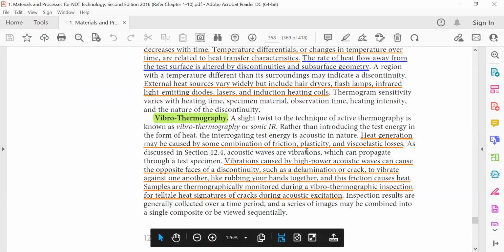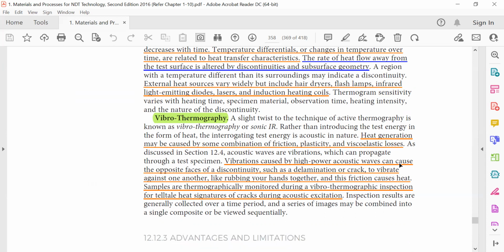Vibration thermography, vibrothermography. Heat generation may be caused by some combination of friction, plasticity, and viscoelastic losses. Vibration caused by high power acoustic waves can cause the opposite faces of a discontinuity, such as a delamination or crack, to vibrate against one another, like rubbing your hands together. The friction causes heat. The sample is thermographically monitored during vibrothermographic inspection for the telltale heat signature of the cracks during the acoustic excitation.